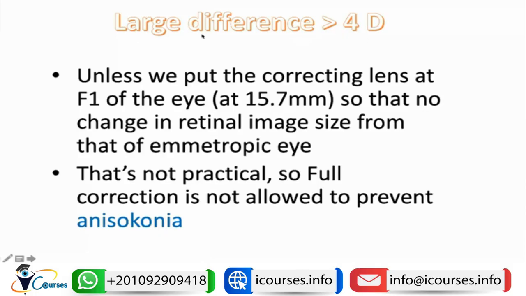So what happens if we have a large difference, more than 4 diopters? We don't give full correction, because if we give full correction, it will result in aniseikonia, or different retinal image sizes, and this will not be tolerated by the patient. The patient will complain of headache, eye strain, asthenopia, and will end up discarding the glasses. So if there is a large difference of more than 4 diopters, we do not give full correction.